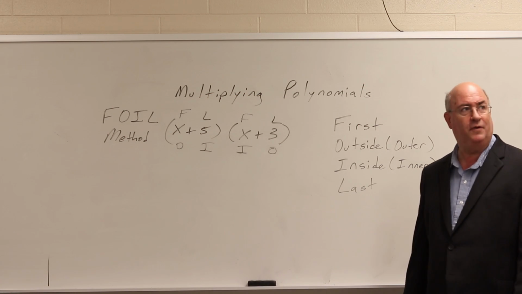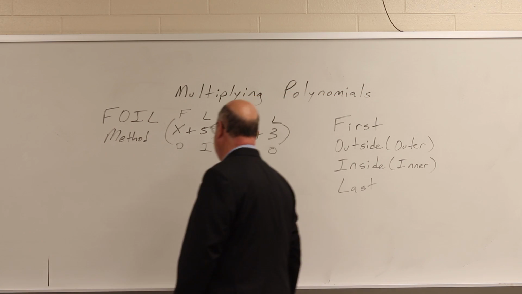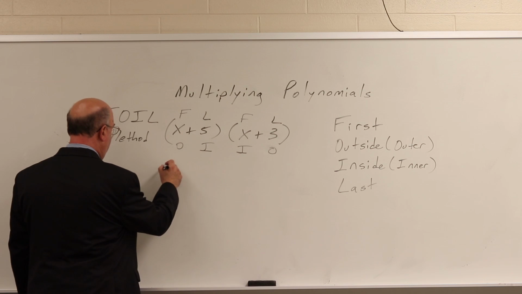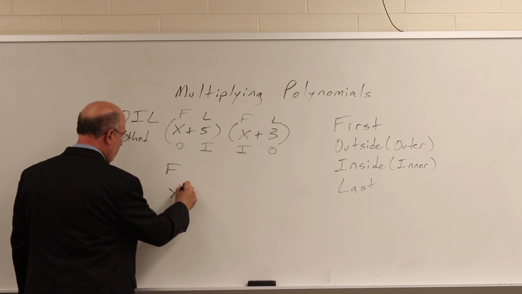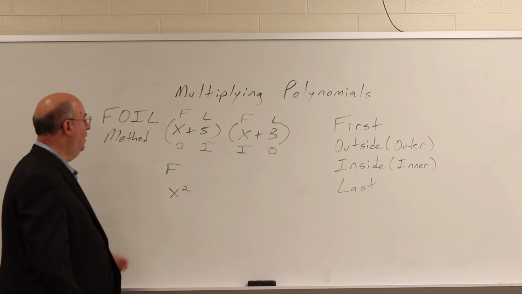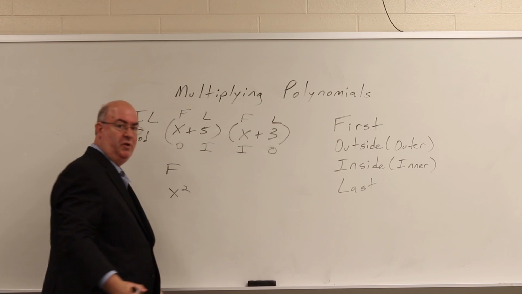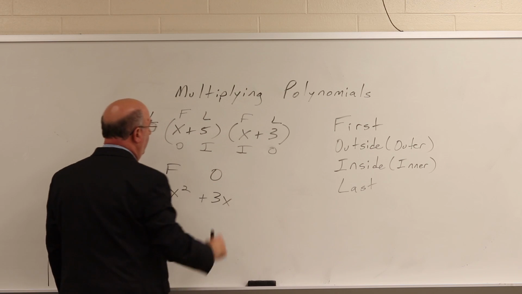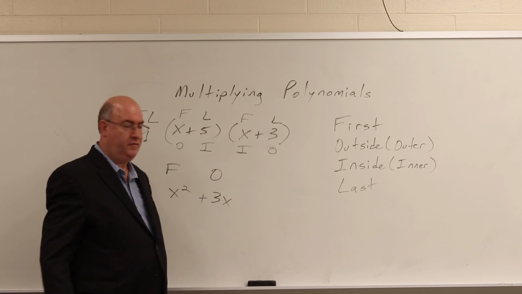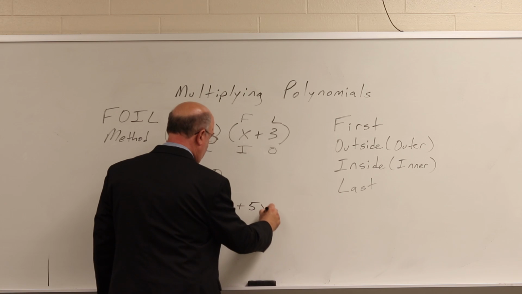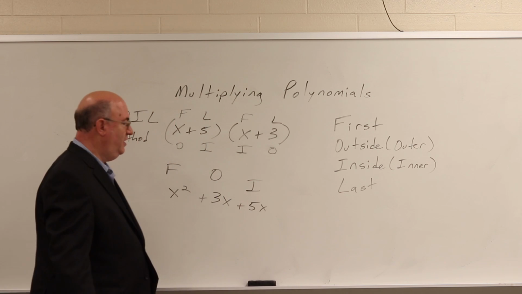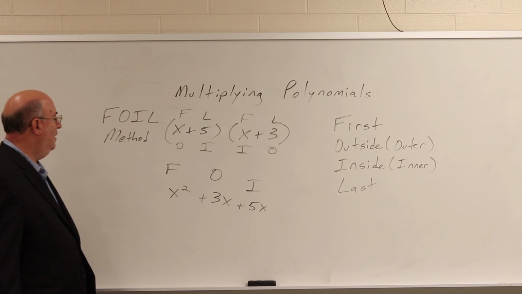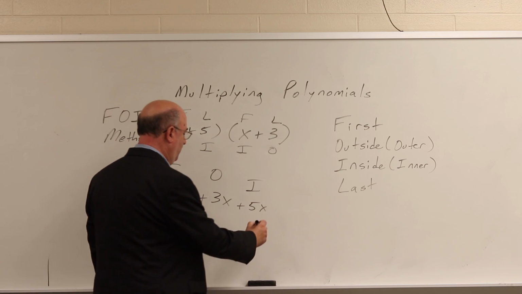Take the first things first. X to the first times x to the first, x to the 1 plus 1, or x to the second power. Outside, x times 3, 3 times x, we'll call it 3x. Inside, 5 times x, 5x. Well, that's easy, Professor Jim. Yes, it is easy. Let's not make math harder than it needs to be. Last, 5 times 3, 15.